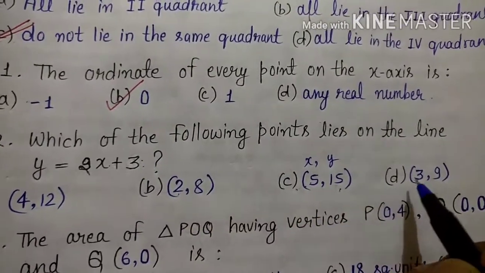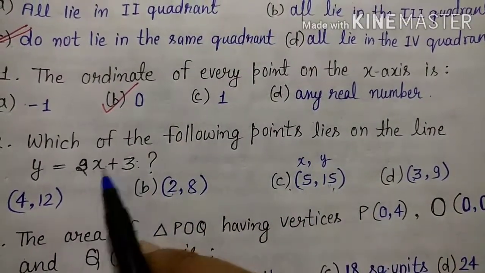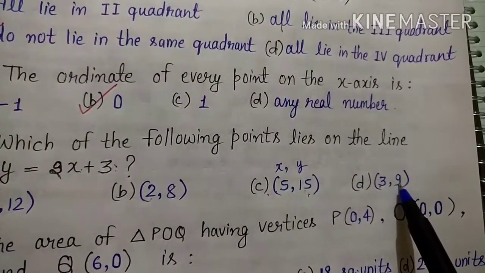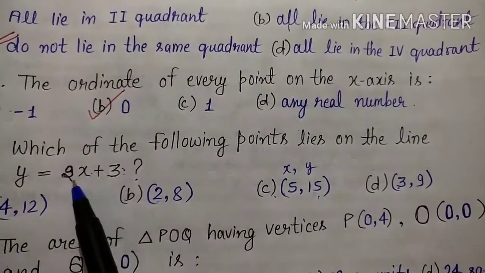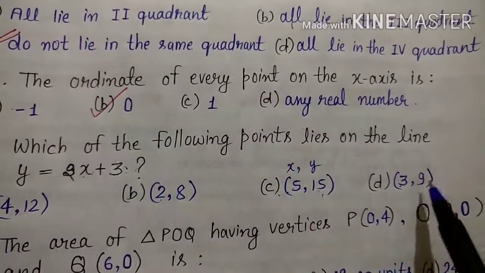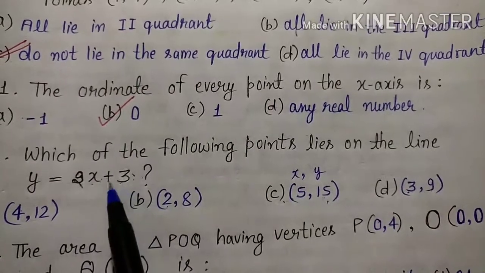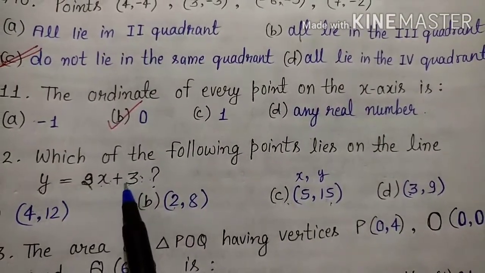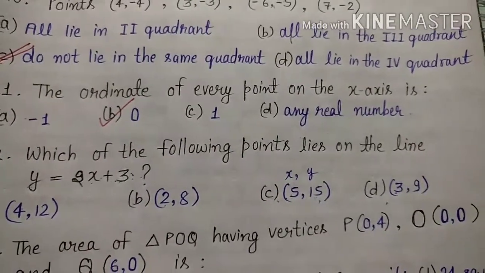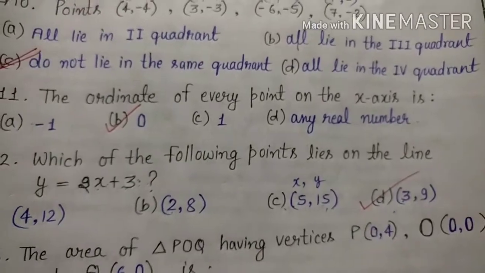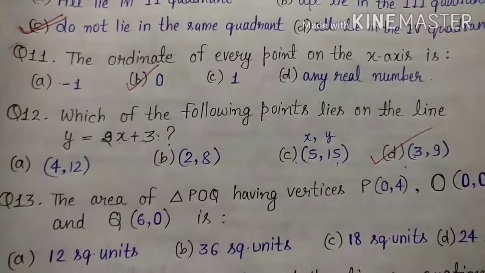No, this is also not equal to 15. Part D: in place of x, 3. 2 3s are 6, 6 plus 3 is 9. Just check the value of y. It is also 9. Just check again: 2 into x, x is 3. 2 3s are 6 plus 3 means 9. So the right hand side is 9. What is the left hand side? y, which is 9. So LHS equals RHS. So part D, that is 3 comma 9, satisfies this equation. Clear or not? In this way we are doing it fast.